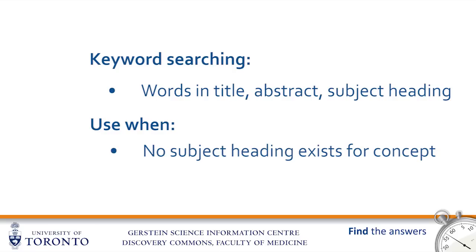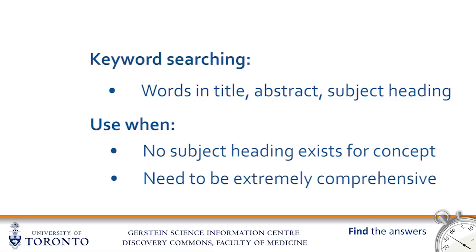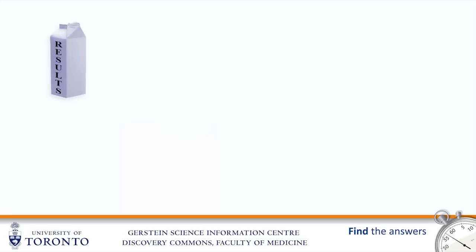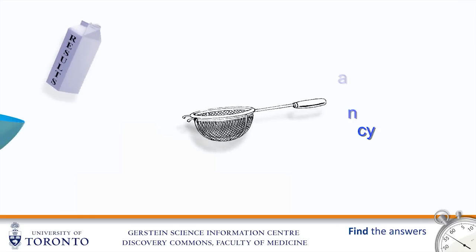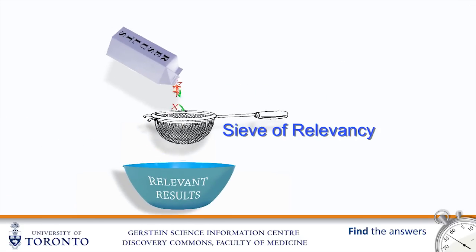If the concept you're searching for is very specific or very new, it's entirely possible that there won't be a mesh heading. The other case in which you should use keywords is if you're doing an extremely comprehensive search as for a systematic review. In cases like this, you won't want to trust the indexer. They might have missed a great article. In my experience, when using keywords in addition to subject headings, your recall will increase, but some of these extra articles won't really be on topic. When you're doing a systematic review, you have to sift through these in order to find the relevant articles.